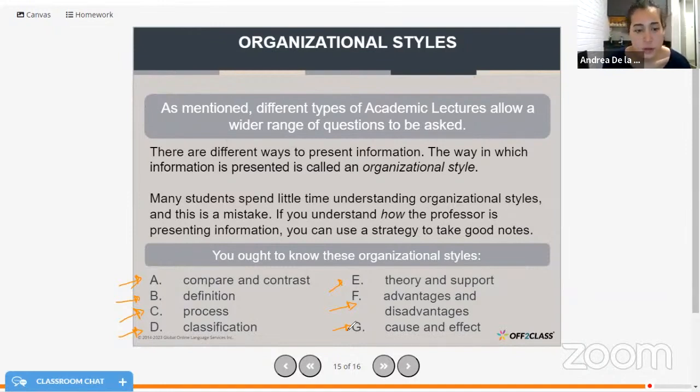Okay. Do you have any questions about this? Do you understand the idea of the structure of the lecture and how it helps? Any questions? Okay, guys.